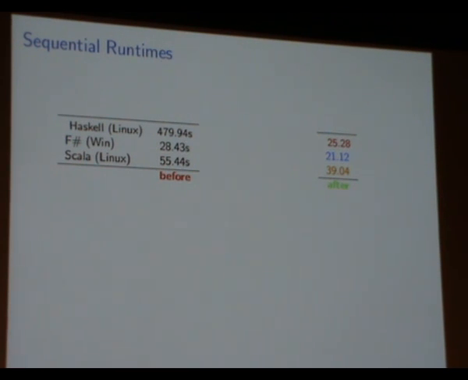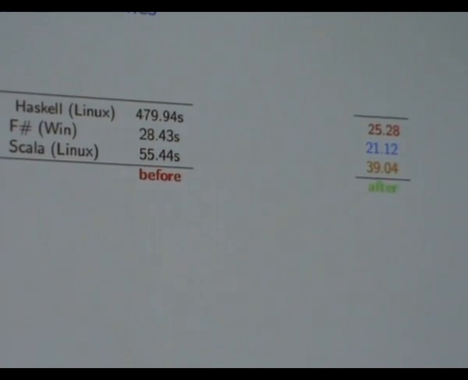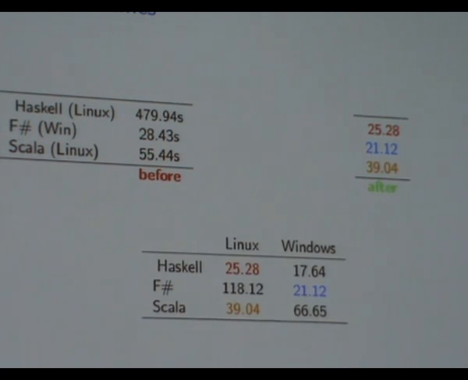The runtime in Haskell is 25 seconds, 21 seconds for F#, and 39 seconds for Scala, but on different platforms. So this is the complete picture on all platforms of what the results are. As you can see, Haskell is the fastest on both platforms, and for some reason the F# Mono implementation on Linux isn't very efficient, and we don't get very good performance. And Scala has okay performance on Linux, but on Windows the performance is not that good.